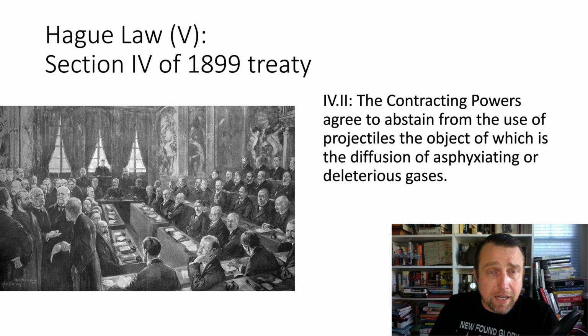Subsection 2 is titled Declaration on the Use of Projectiles, the object of which is the diffusion of asphyxiating or deleterious gases. It too is pretty short and to the point. It simply bans the use of chemical weapons. It reads, the contracting powers agree to abstain from the use of projectiles, the object of which is the diffusion of asphyxiating or deleterious gases.